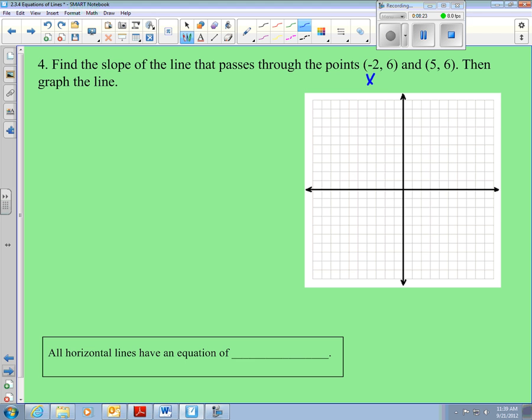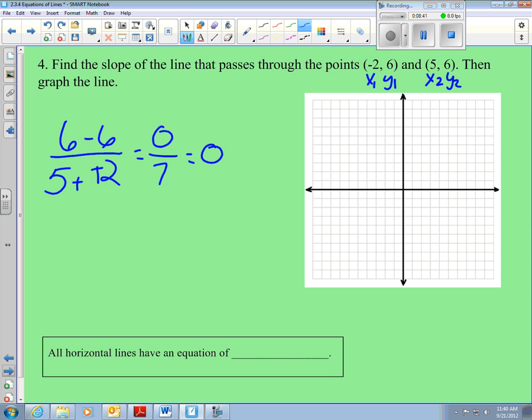So let's go ahead. We'll just mark this out as x1, y1, x2, y2. And we're going to go ahead and subtract. So we get 6 minus 6 on top, and 5 minus -2, which plus a positive is going to change. We have 0 divided by 7. If you think back, 0 divided by anything is going to be 0. So our slope is 0.